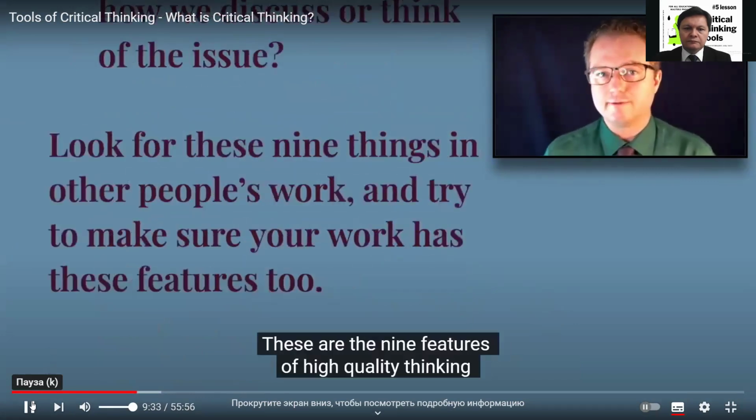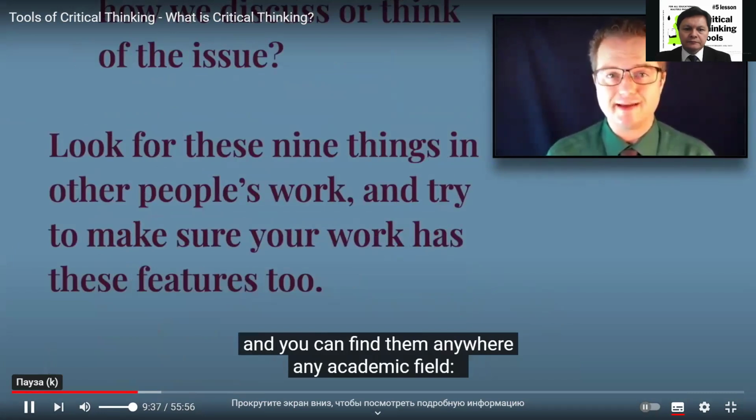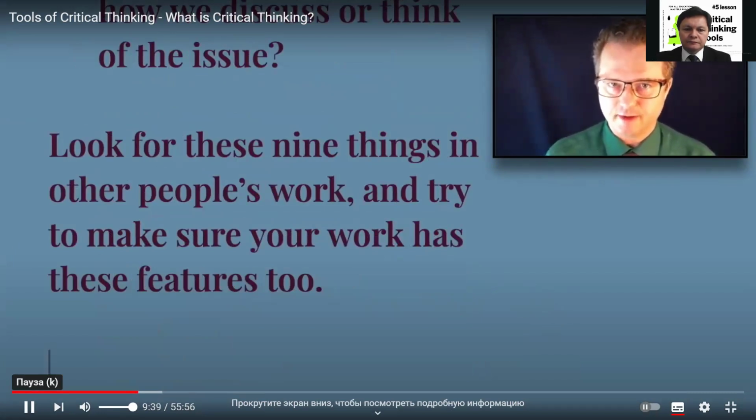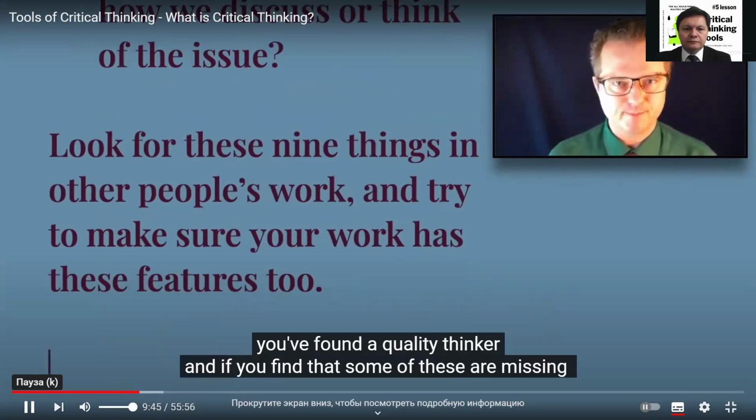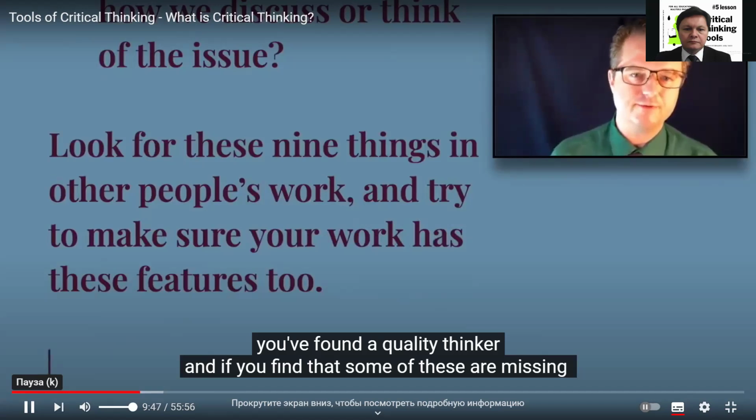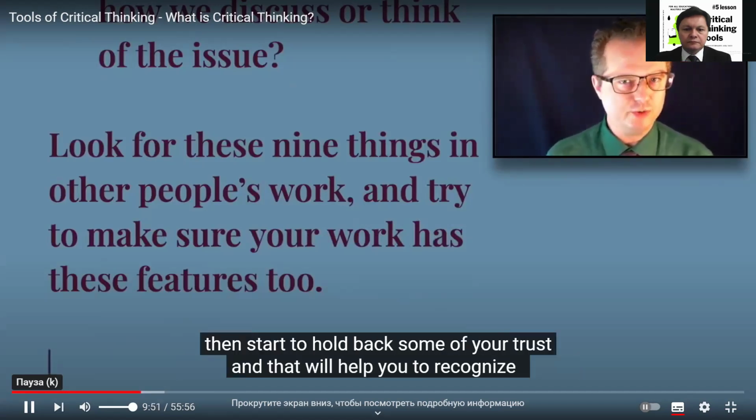These are the 9 features of high quality thinking, and you can find them anywhere, in any academic field. If you find publishing or presentations with these 9 things, you've found a quality thinker. And if you find that some of these are missing, then start to hold back some of your trust, and that will help you to recognize.